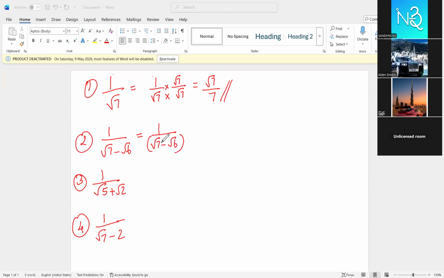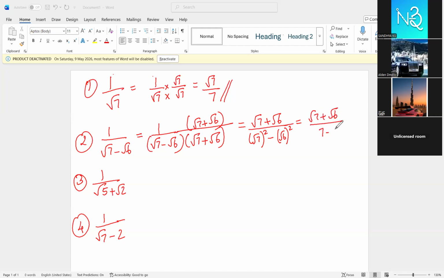The next question, you have 1 by root 7 minus root 6. So since I have root 7 minus root 6, I need to multiply numerator and denominator with the second number with the sign changed. That means it will be root 7 plus root 6. You need to multiply numerator and denominator with that. So 1 into root 7 plus root 6 is root 7 plus root 6 divided by, here you will get root 7 the whole squared minus root 6 the whole squared. That is equal to root 7 plus root 6 divided by 7 minus 6.